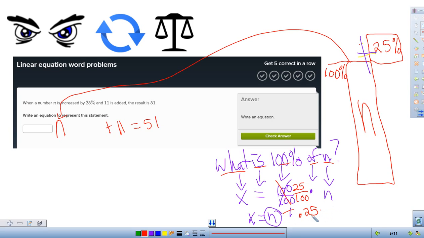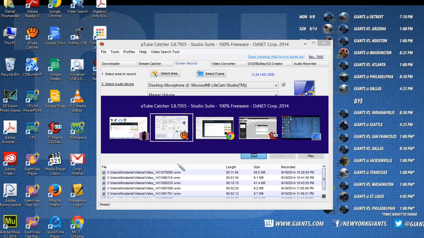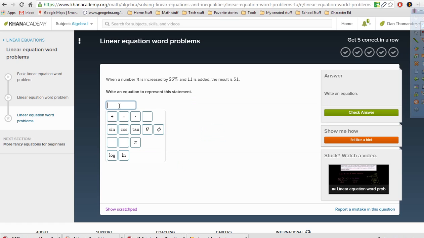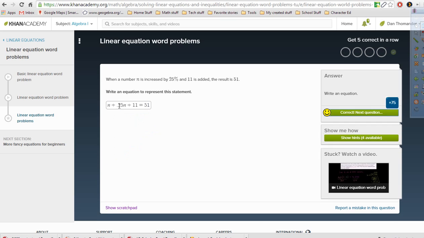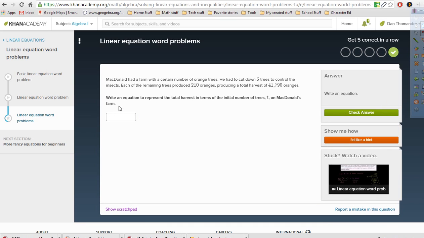We're done with that problem. So 0.25 times n. This is how we write 25% of n. So this is the increase, plus 0.25n, plus 11 equals 51. So let's write that equation. We're going to put n plus 0.25n plus 11 equals 51. Okay? Let's try to do one more real quick.